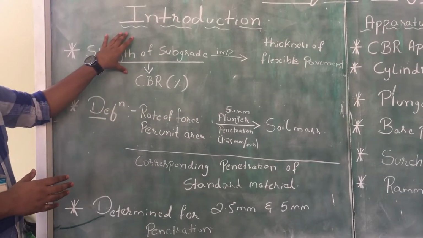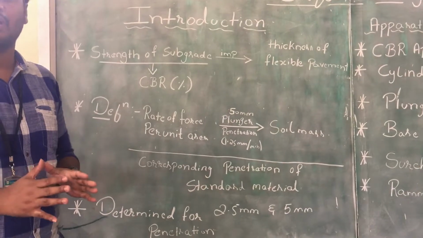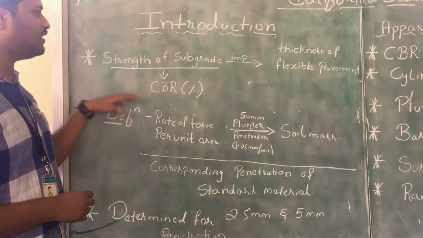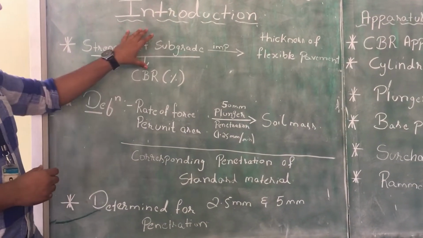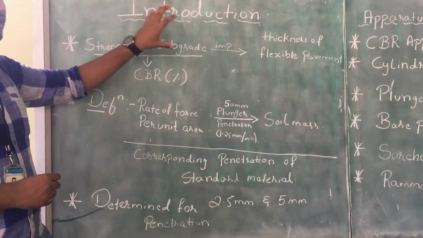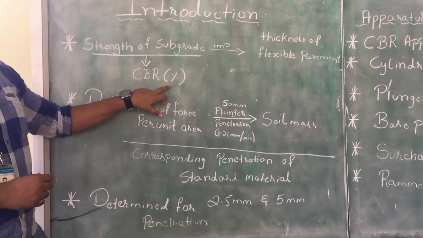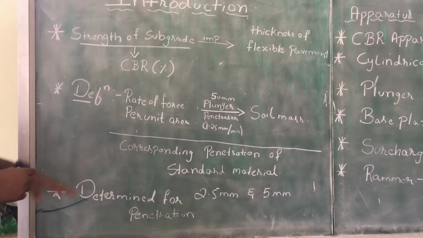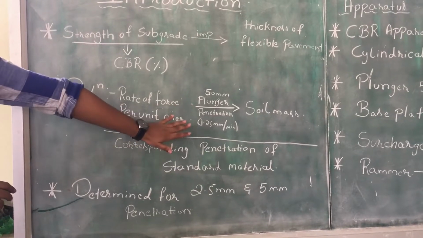The strength of subgrade is an important factor to determine the thickness of flexible pavement. The thickness of flexible pavement will be increased if the strength of subgrade is less, and vice versa. So the strength of subgrade is therefore an important factor, which is expressed in terms of percentage. Then what do we mean by California bearing ratio? We define it as nothing but the rate of force per unit area.